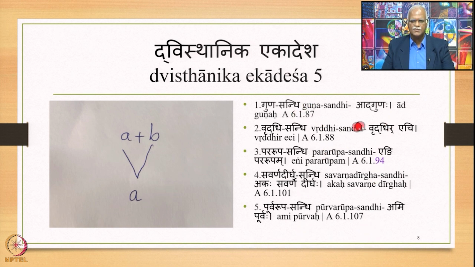So guna sandhi is stated by the sutra Adgunah 6.1.87. Vriddhi sandhi is stated by the sutra Vriddhirechi 6.1.88. We also studied some more sutras stating Vriddhi sandhi. Then pararupa sandhi is primarily stated by Ingi Pararupam 6.1.94. Then savarna dirgha sandhi is stated by the sutra Akah savarne dirghah 6.1.101. And finally, the purvarupa sandhi is stated by the sutra Ami purvah, 6.1.107 onwards.